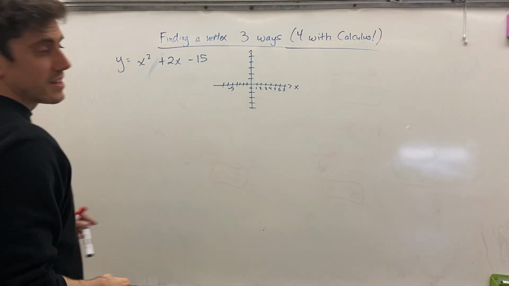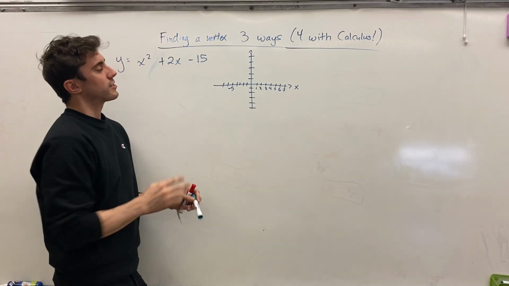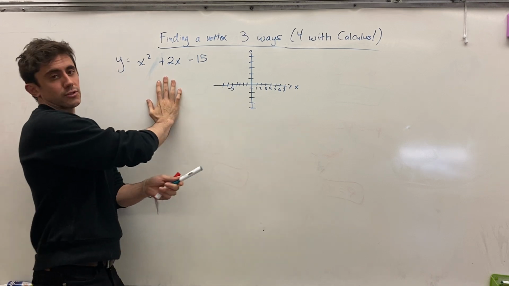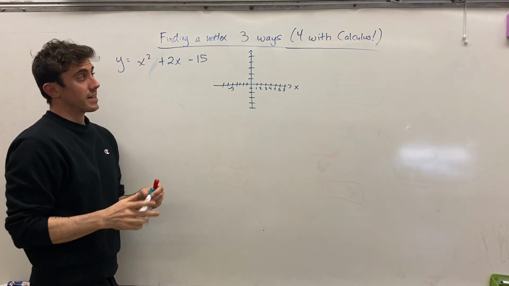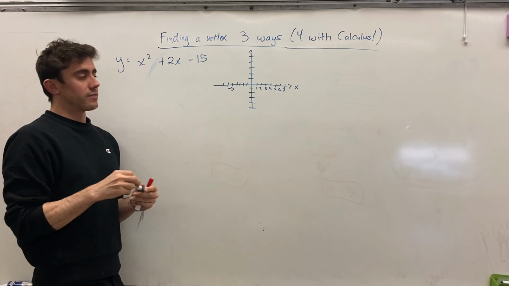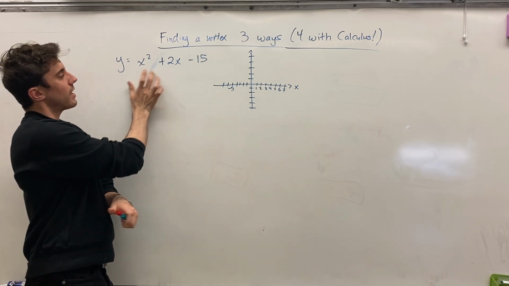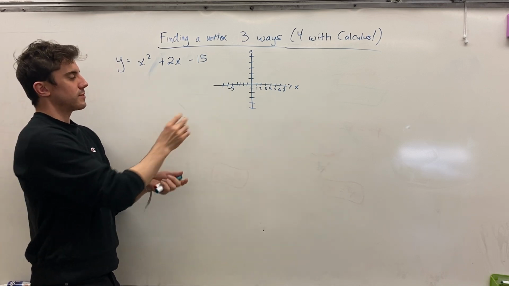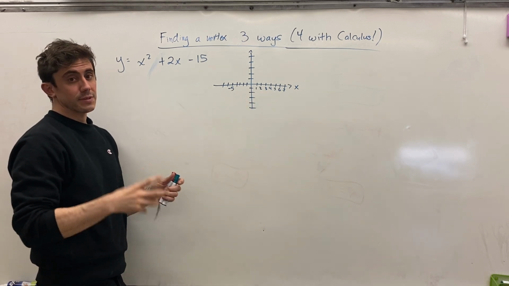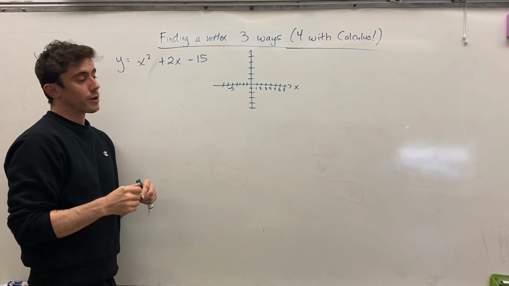Good afternoon, everyone. Today we're going to do a video on finding the vertex of a quadratic function, namely this quadratic function, in 3 different ways, and a bonus 4th way using calculus and derivatives. To start things off, we have our function y is equal to x squared plus 2x minus 15, and a token graph to go along with it, so we can visualize how we're going to find the vertex and where it's going to be.